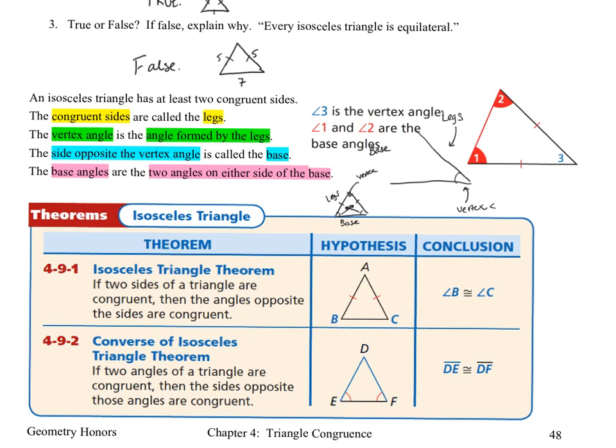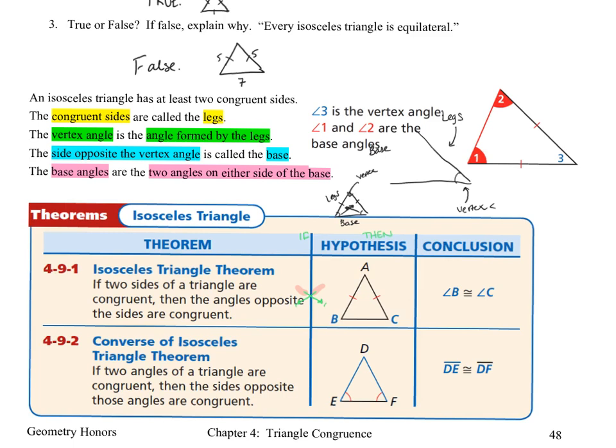Okay, isosceles triangle theorem. The isosceles triangle theorem says if two sides of a triangle are congruent, then the angles opposite the sides are congruent. So what we're saying is if these two sides are congruent, I'll draw a little line, then the angles opposite are congruent. So in this case, that would mean the angle B is congruent to angle C. So the hypothesis is if you have this, then the conclusion, angle B is congruent to angle C.